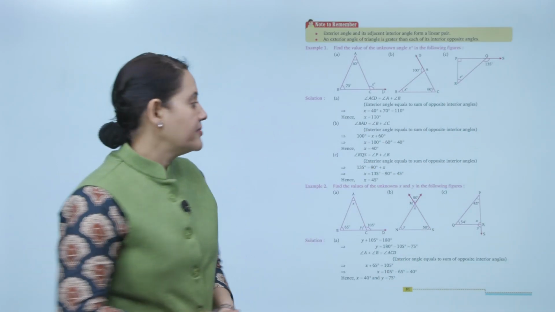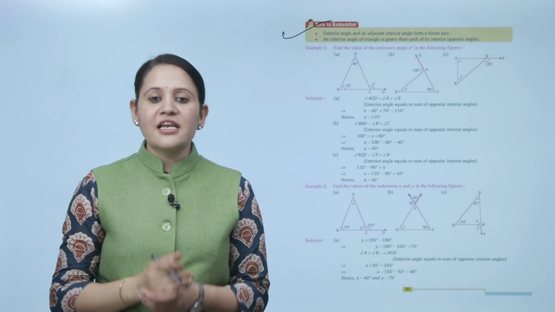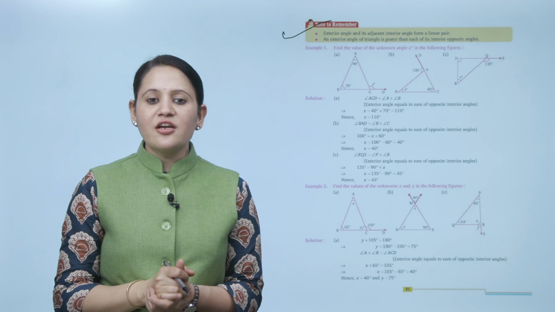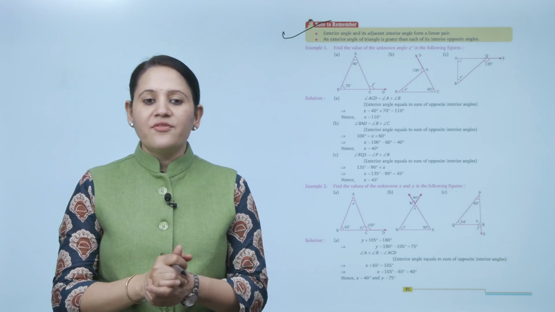Next, note to remember: exterior angle and its adjacent interior angle form a linear pair. The exterior angle of the triangle is greater than each of its interior opposite angles. We will take an example.